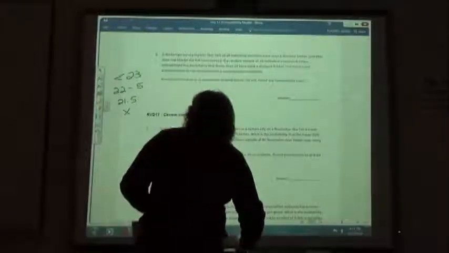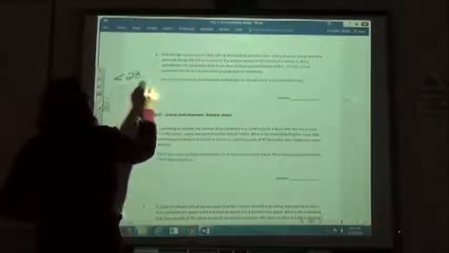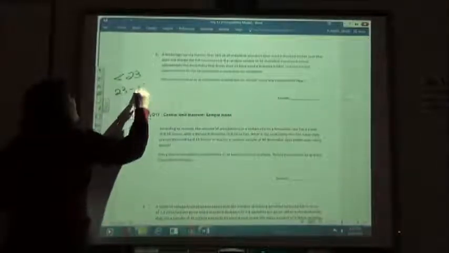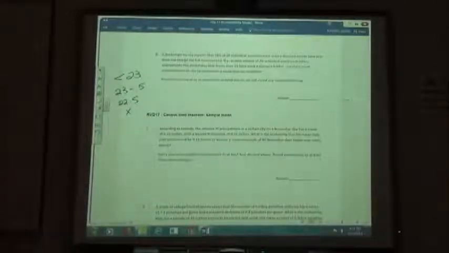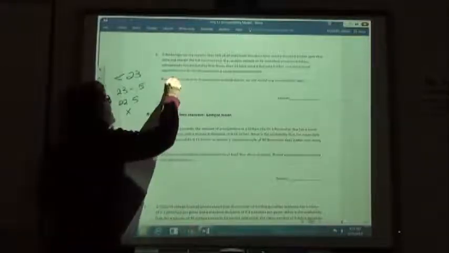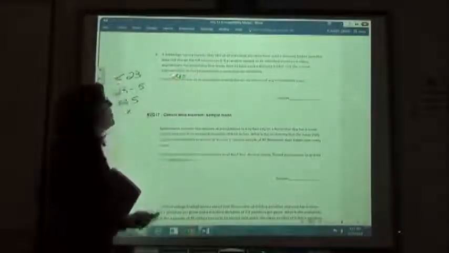Whoops, that was 23. I changed my numbers. 23 minus 0.5 would be 22.5. How about I use the right number? Okay. So this one is doing a less. First of all, we probably want to find our mean. Our mean is going to be found by doing what?